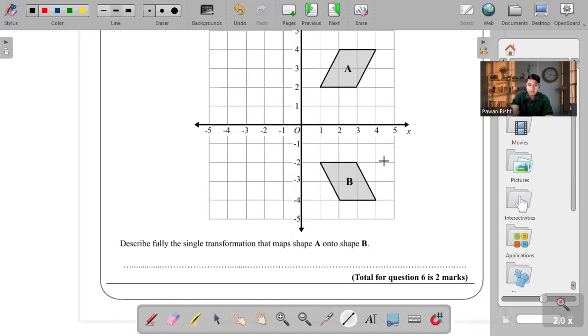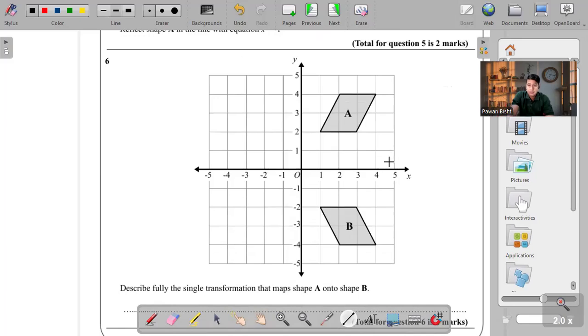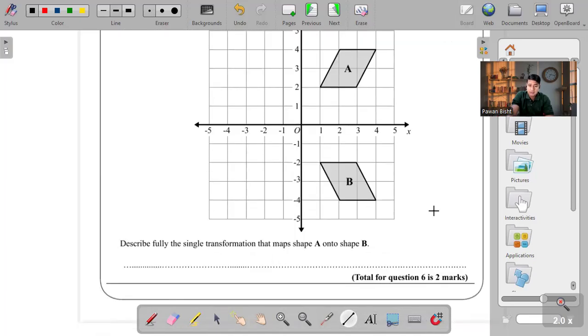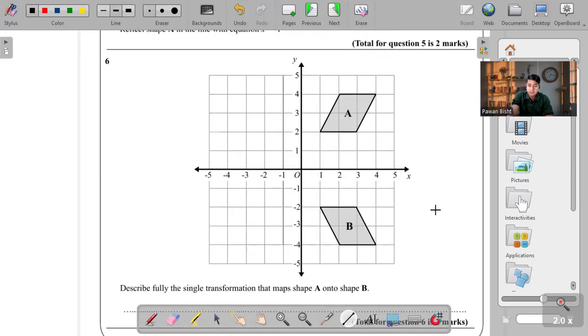Now one more. This one also, I'm telling you, these two figures are mirror images of each other. You have to tell fully the single transformation that maps shape A onto shape B. Right. Now you see they both are mirror images of each other.